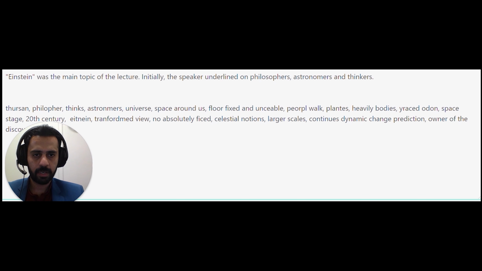astronomers, and thinkers. Okay, now all the words you're writing in the sentence, all the keywords, either they all should be plural or either they all should be singular. Okay, so if you write one plural, one singular, you will end up making a grammar mistake. Okay, let's move on with the third sentence.